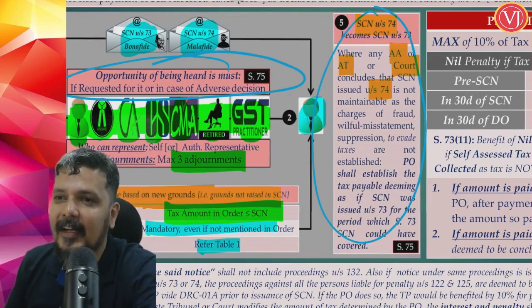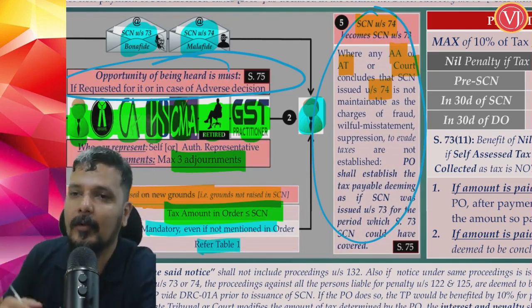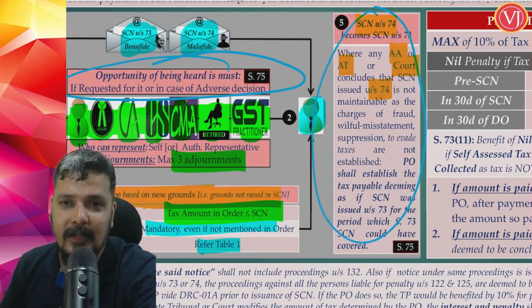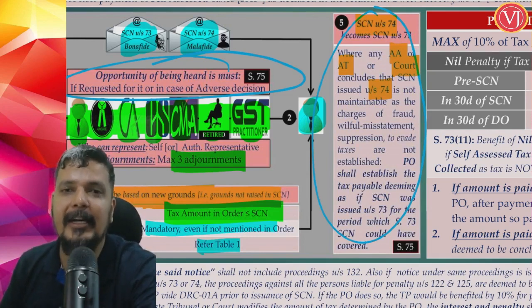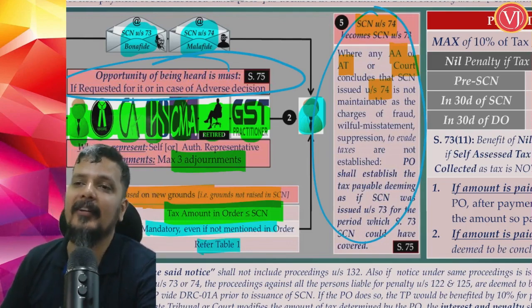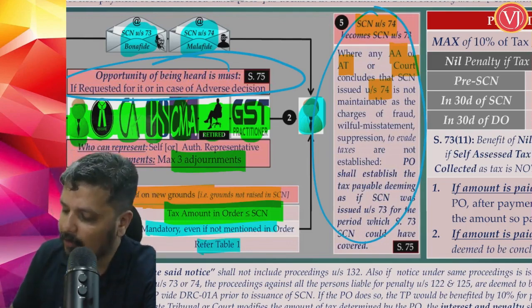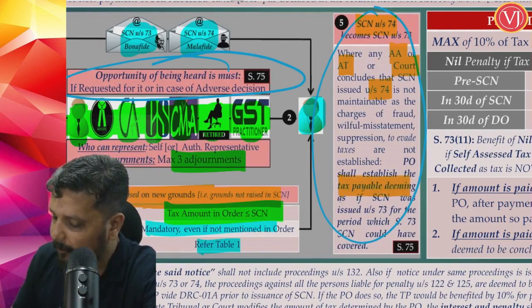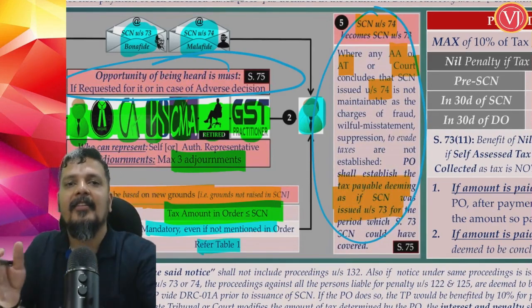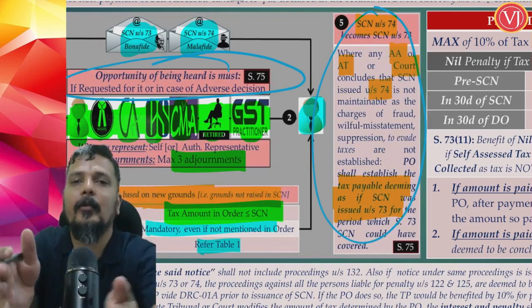But the provision says that even though we started with a show cause notice, treating it as a fraudulent show cause notice under section 74, if it is later held by the appellate authority, appellate tribunal, high court or supreme court that it is not a fraudulent case, it is a bona fide case, the same show cause notice is still valid, but treated as a show cause notice issued under section 73. The period which was covered will be reduced.